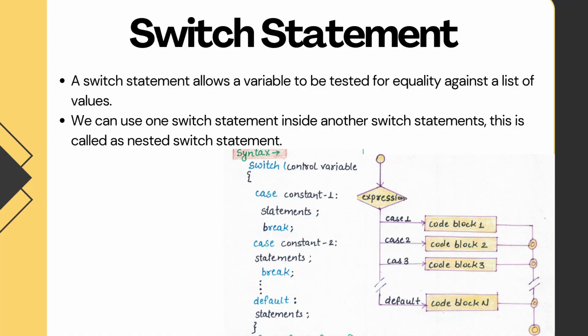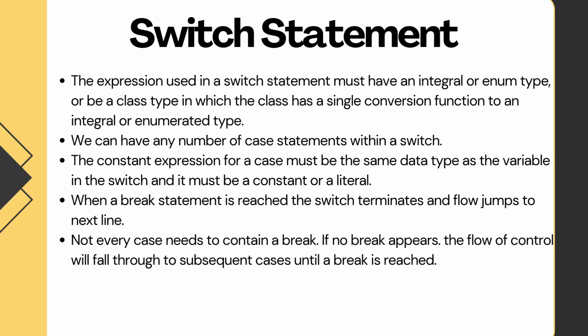We take the input in the expression. Then we write case 1. If it is true, then the code of block 1 is executed. If case 2 is true, the code of block 2 is executed, till all the cases are completed. If no code block is executed, then the default code block is executed.